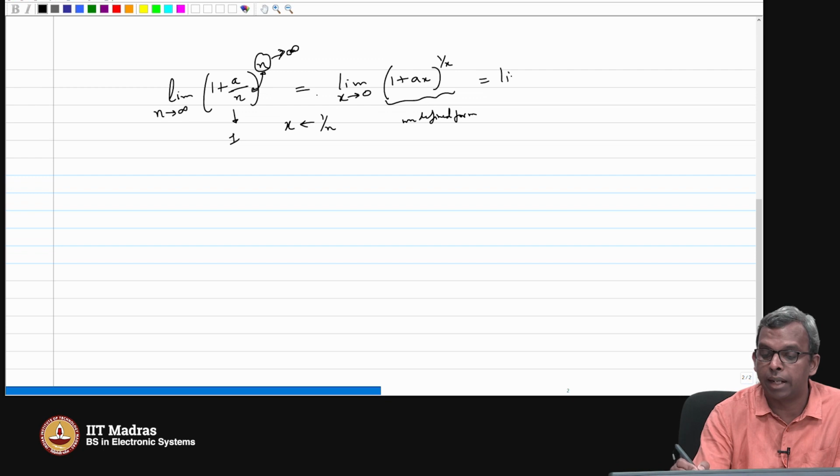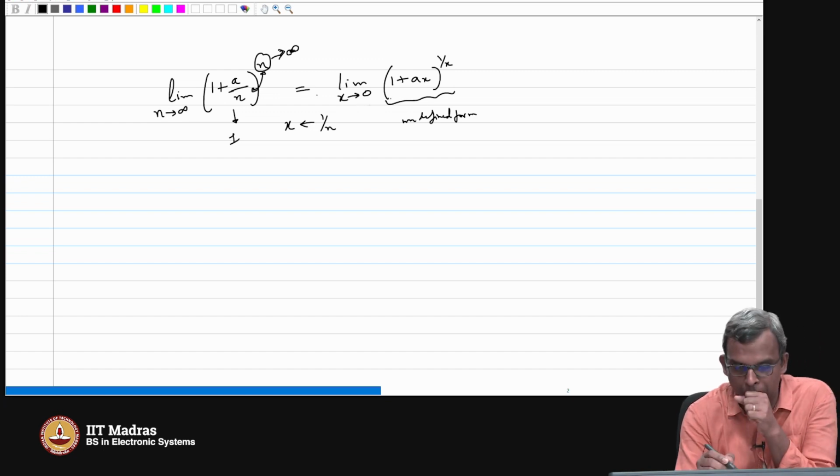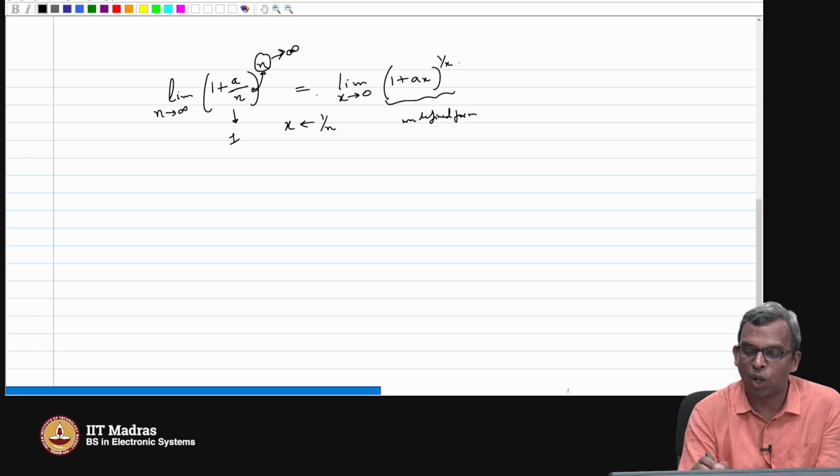So the first thing you can do is to take the log of this and look at the limit as x tends to 0, right? So what is the log of this? The log of 1 plus ax power 1 by x is 1 by x log of 1 plus ax.